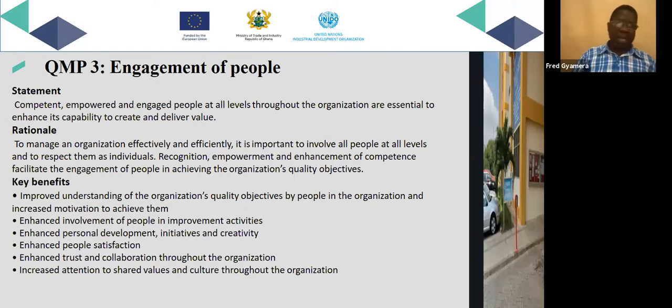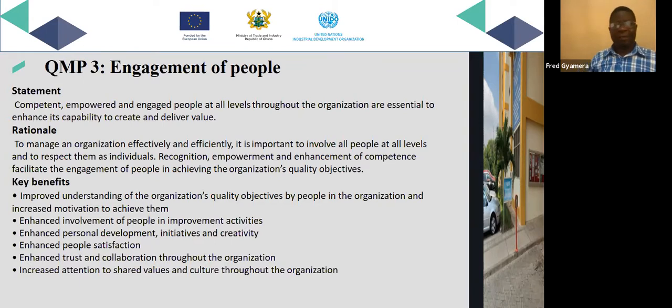Now, talking about engagement of people, competence by way of what? Skills, experience, and training. Empowered and engaged people at all levels throughout your company or your organization. Very, very essential to enhance capability to create and deliver value. So you need competent, empowered, engaged people at all levels of your company.